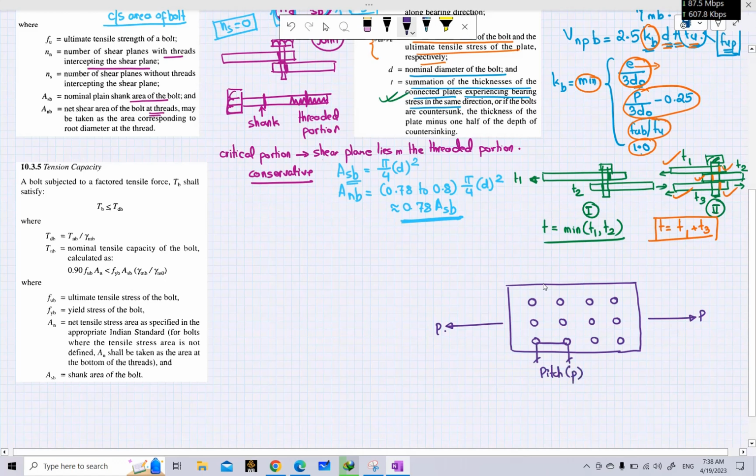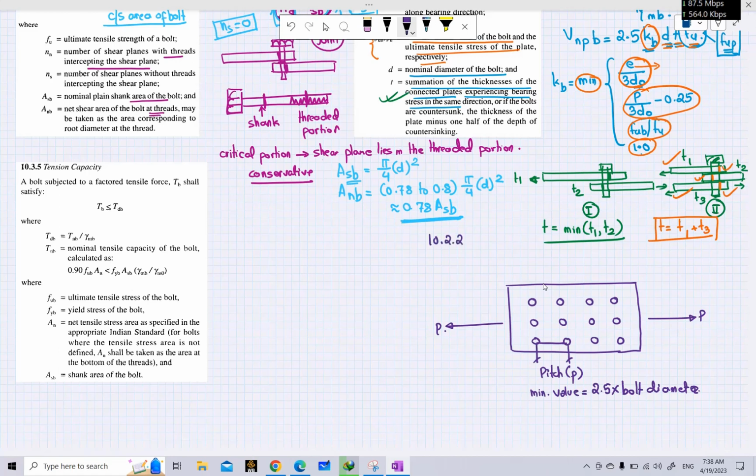And the minimum value of this pitch distance as given in your code is 2.5 times the bolt diameter. This is the minimum value of the pitch distance. So you can see the clauses about these distances probably in 10.2.2, 10.2.3 and 10.2.4. Please go through in detail by yourself. I will just be discussing some values here. So the pitch distance, the minimum value is given as 2.5 times the bolt diameter.